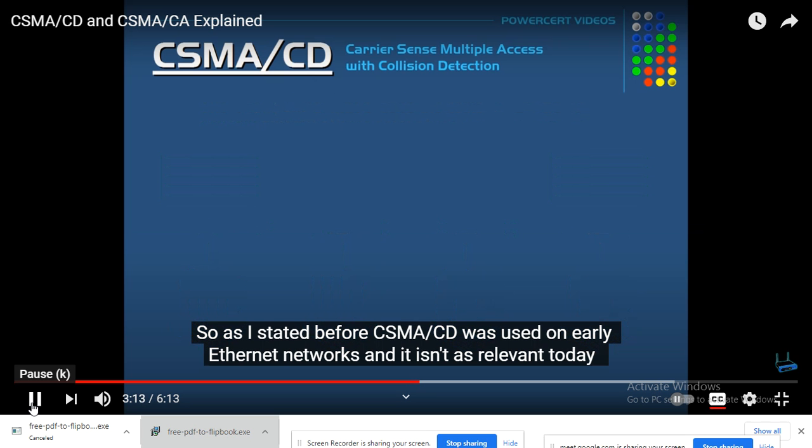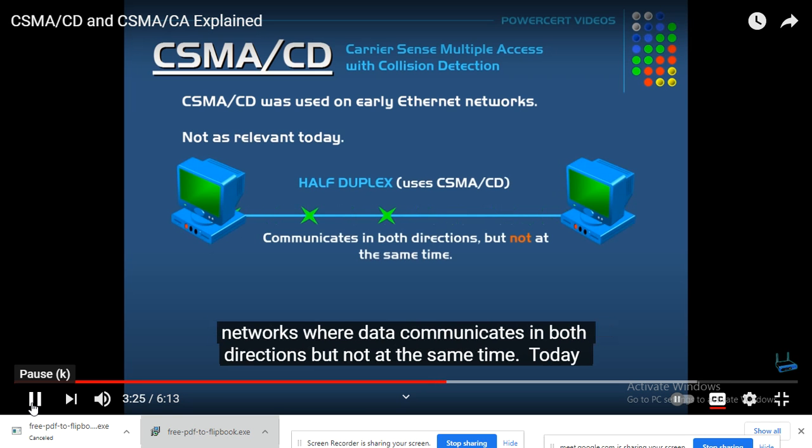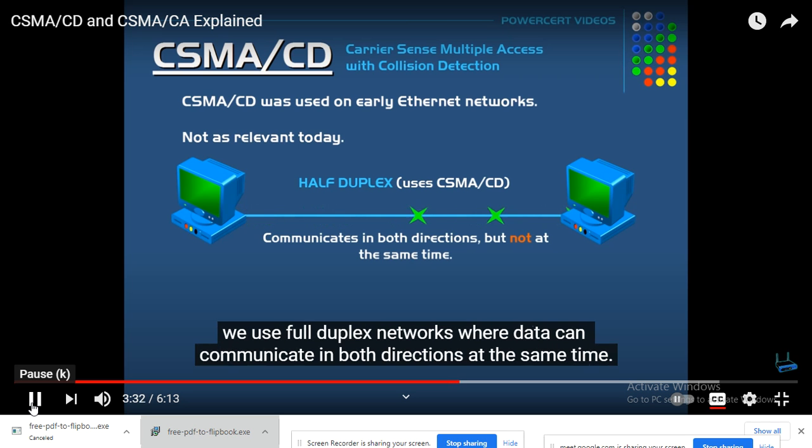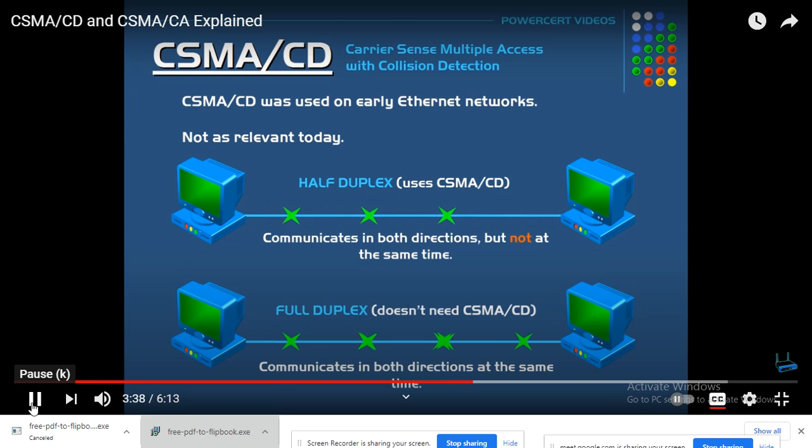So as I stated before, CSMA/CD was used in early Ethernet networks, and it isn't as relevant today due to the advancement in network technology. It was only relevant in the older half-duplex networks, where data communicates in both directions, but not at the same time. Today, we use full-duplex networks, where data can communicate in both directions at the same time.